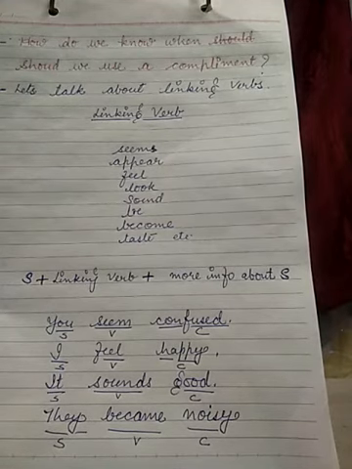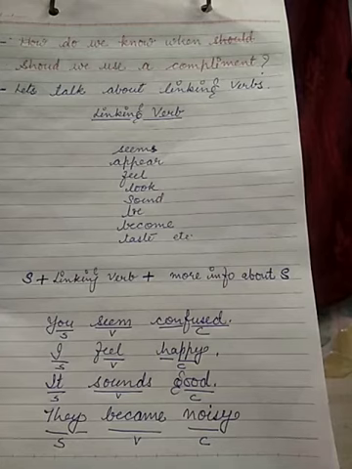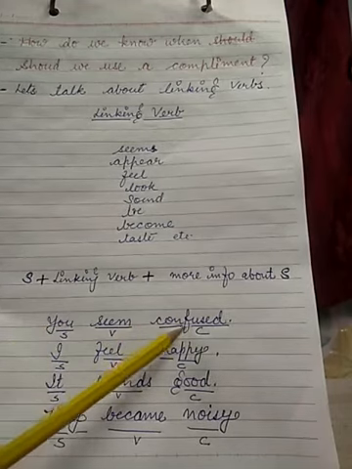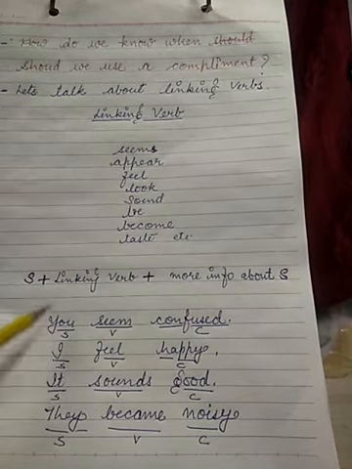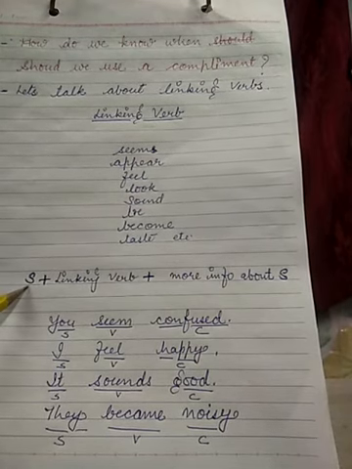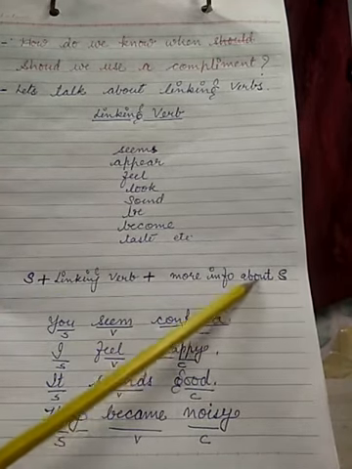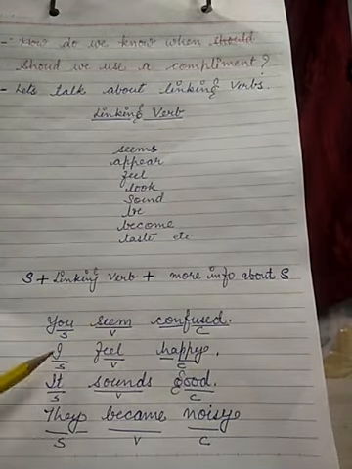Linking verbs link or connect the subject to an idea called the complement. We need the complement to fully understand the subject. Like, you seem confused. You seem what? Confused. This complement gives further information about you. Yes? Now here is the separate pattern I have written for you to make you understand in a better way. Subject plus linking verb plus more information about subject. Complement gives more information about the subject. Is this clear?